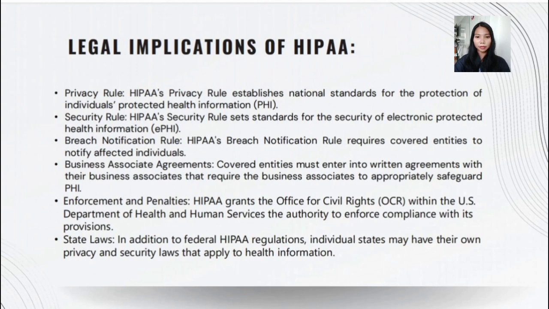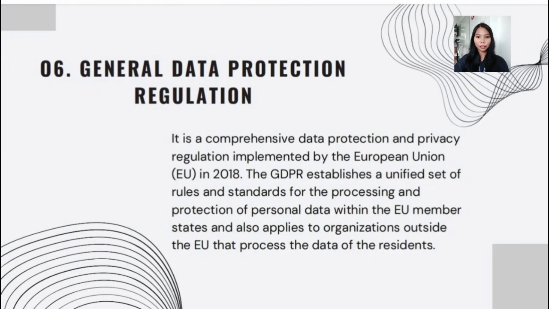In summary, the legal implications of Health Insurance Portability and Accountability Act in information systems include compliance with protected health information standards, adherence to HIPAA's privacy and security rules, breach notification requirements, business associate agreements, enforcement and penalties, and potential state-specific laws. Information systems used by covered entities must align with these legal requirements to protect PHI and avoid legal consequences associated with non-compliance.